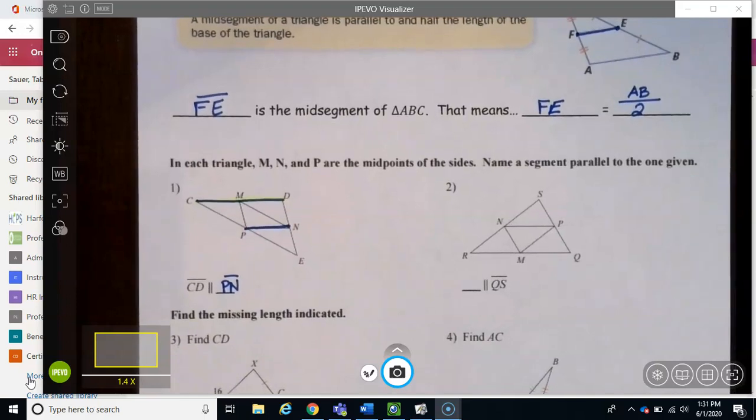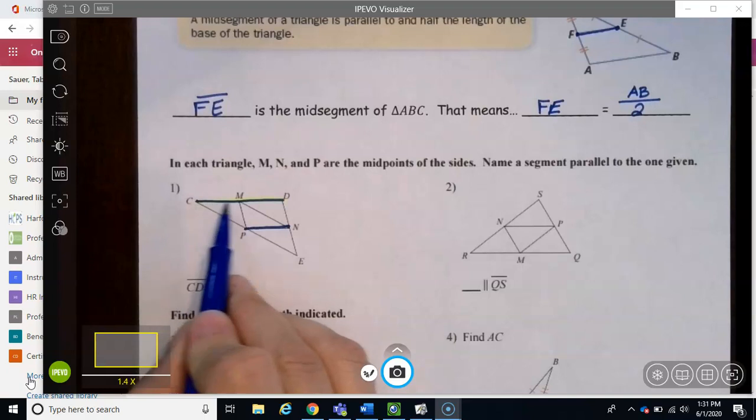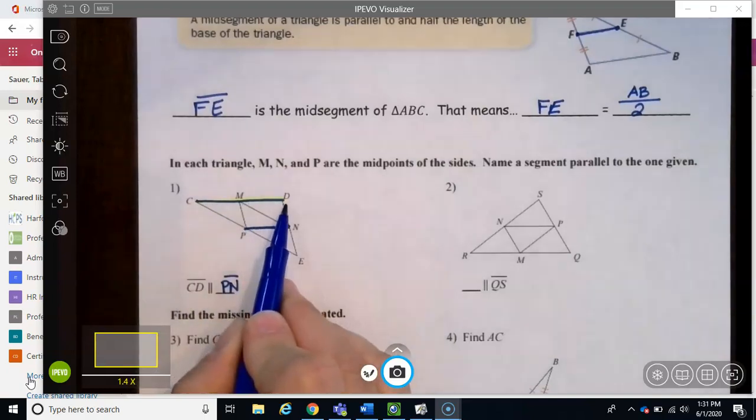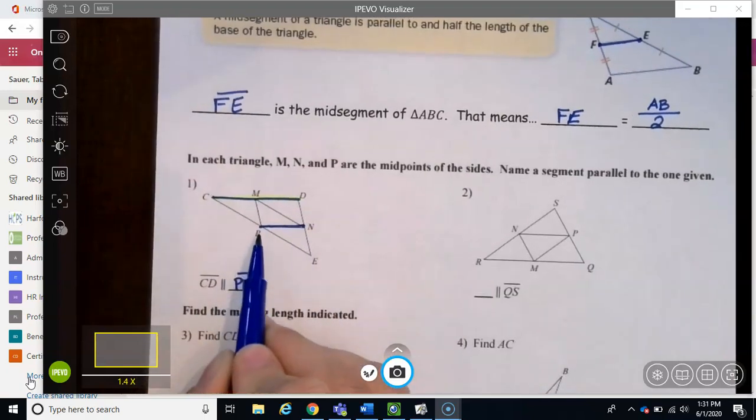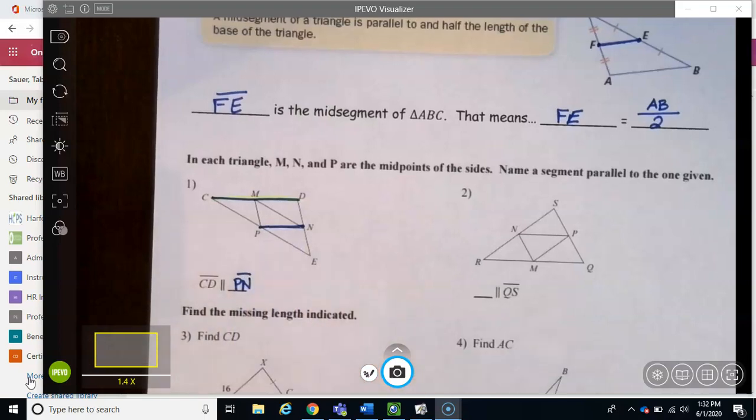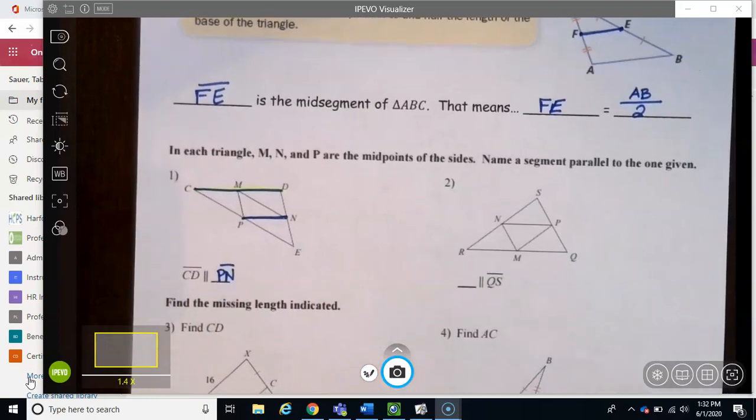Alright, so what I was mentioning right when we left off in part 1 was that they asked, in each triangle, M, N, and P are the midpoints of the sides. Name a segment parallel to the one given. So they gave us side CD, the base of that triangle, and we had to come up with the segment that would be parallel to that, and that would be segment PN. So these are parallel to each other.